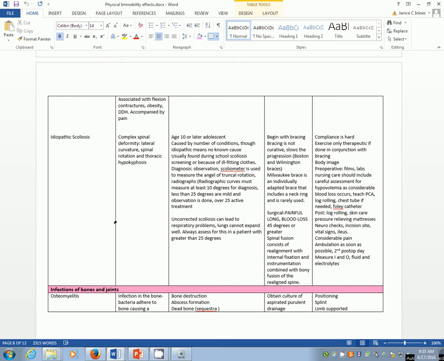We want to teach them about using their PCA, and that we're going to be doing log rolling. They can't be moving and rolling around by themselves, so we teach them how to get up without doing damage to their back. Chest tube if we're going to need one. We're going to have a Foley catheter.